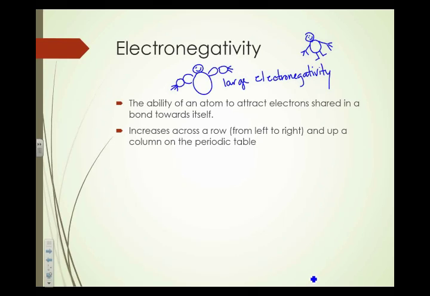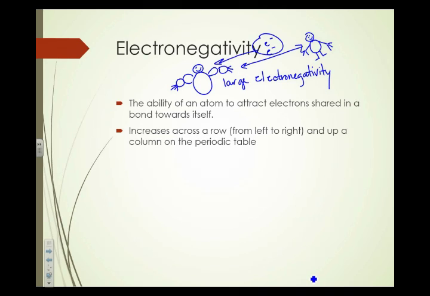There's my wimpy atom. And if these guys were going to duke it out over a pair of electrons, who do you think would win? Well, the one with the big muscles, or the big electronegativity. So atoms with large electronegativities are able to attract those shared electrons towards themselves.